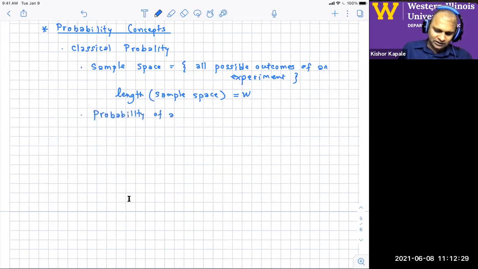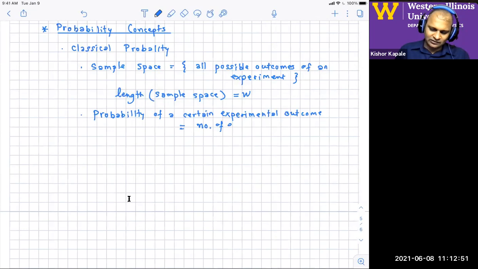Then the probability of a certain experimental outcome is going to be the number of expected values divided by W, right? That's what it is.